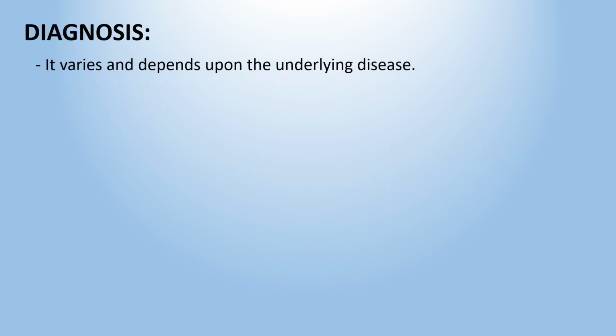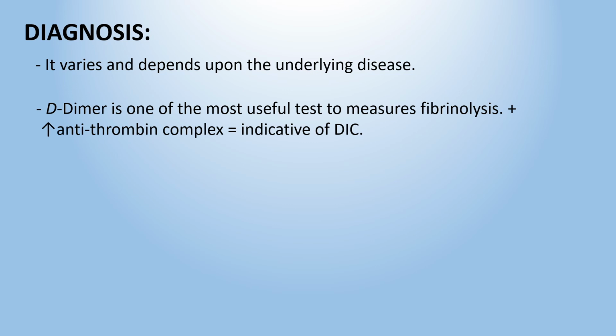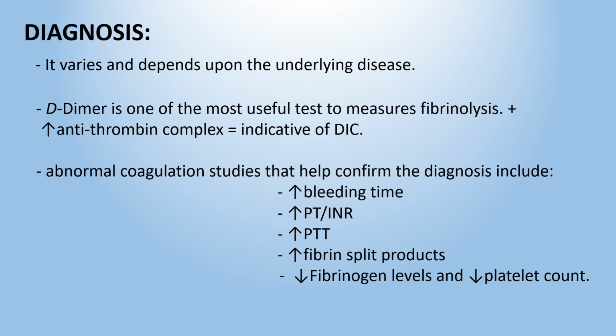The diagnosis of DIC varies and depends upon the underlying disease. D-dimer study is one of the most useful tests to measure fibrinolysis. Often, the D-dimer study with increased levels of antithrombin complex is indicative of DIC. Other abnormal coagulation studies that help to confirm the diagnosis of DIC are increased bleeding time, increased PT-INR, which stands for prothrombin time and international normalized ratio, increased partial thromboplastin time, increased fibrin split products levels in blood, and decreased fibrinogen levels and platelet count.